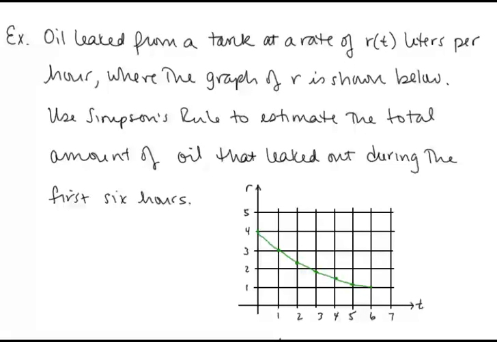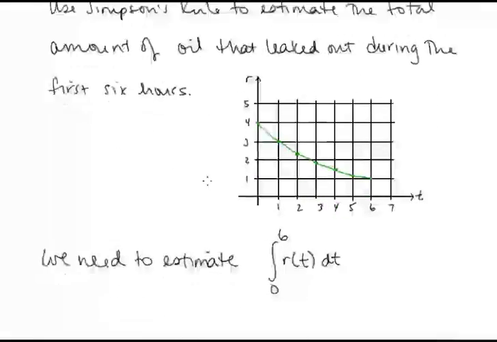Let's take a look at one more example here. Oil leaked from a tank at a rate of R of t liters per hour, where the graph of R is shown below. Use Simpsons Rule to estimate the total amount of oil that leaked out during the first 6 hours. Okay, they're giving us the graph of a function that is a rate of change, right? This is leaking at a rate of R of t liters per hour, and they want to know the total change, the total amount of oil that leaked out.